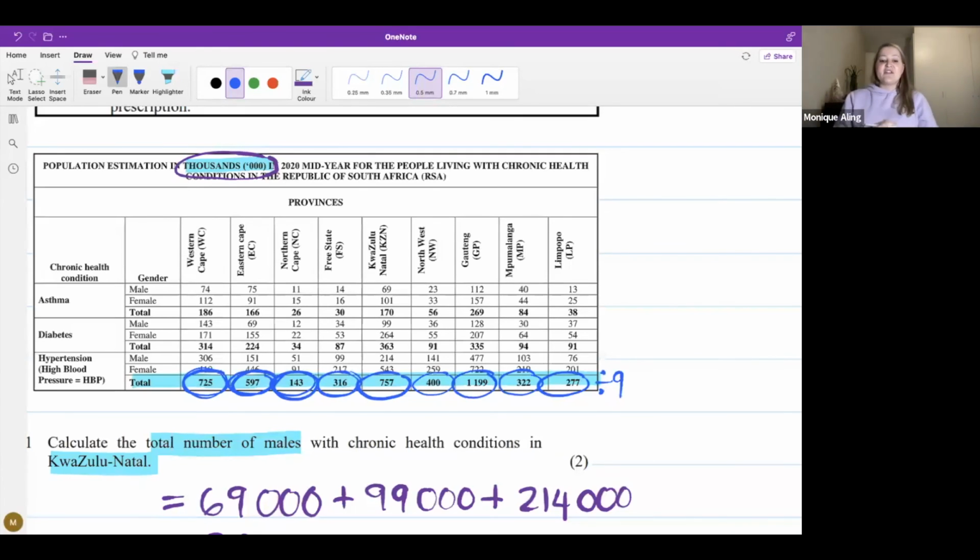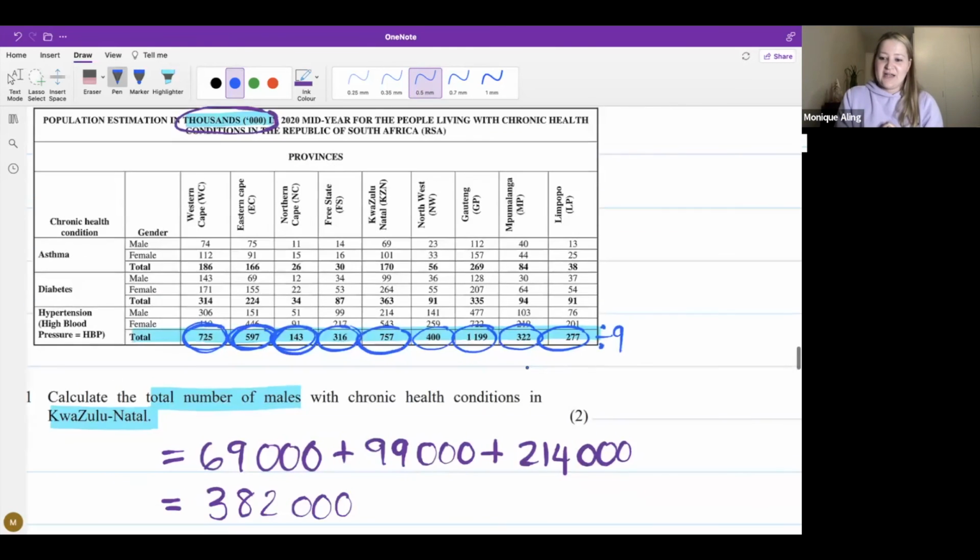So I think it was just confusing to see what numbers you were maybe using, Emily. Okay, so it was hypertension for South Africa. So I had to take the total. So I took the total of male and female for each province, and then I just worked out the average. Does that make more sense? Yes, and also the probability question. Okay.